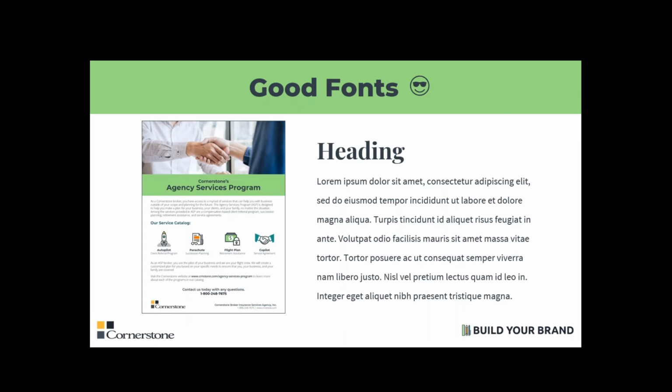Consider instead using fonts like this, which are very clear and easy to read. So that first font at the top where it says heading, that font is called Playfair Display, and that's considered a serif font because it has these little ticks at the top of the letters. So that's a very common, very good font that you can use. And then this bottom one is called Source Sans Pro, which is a nice sans serif font, so it doesn't have any of those ticks at the top of the letters, and it's very easy to read.